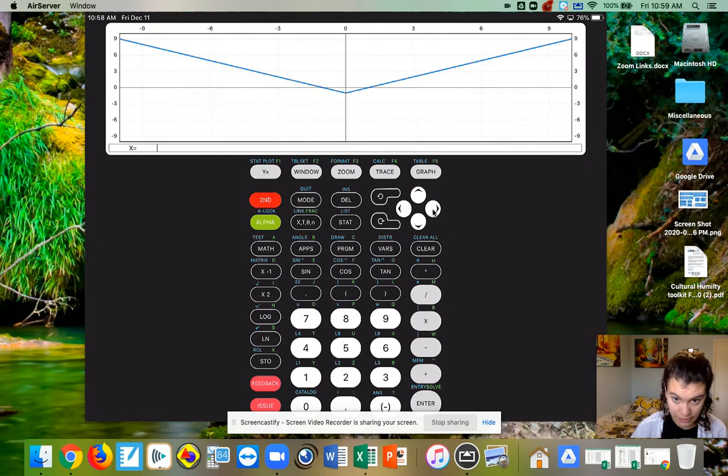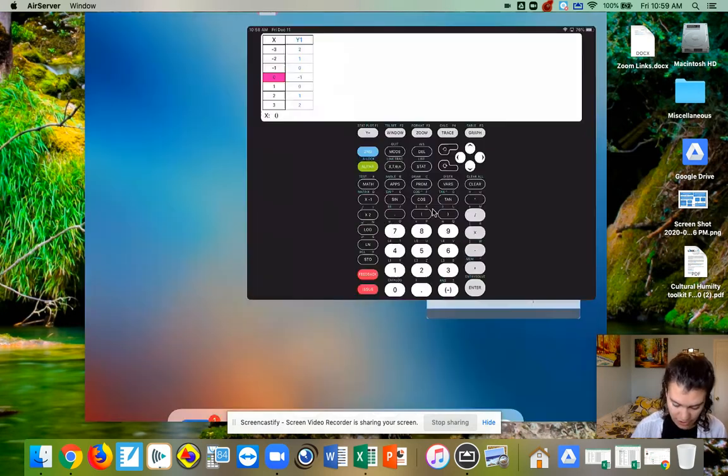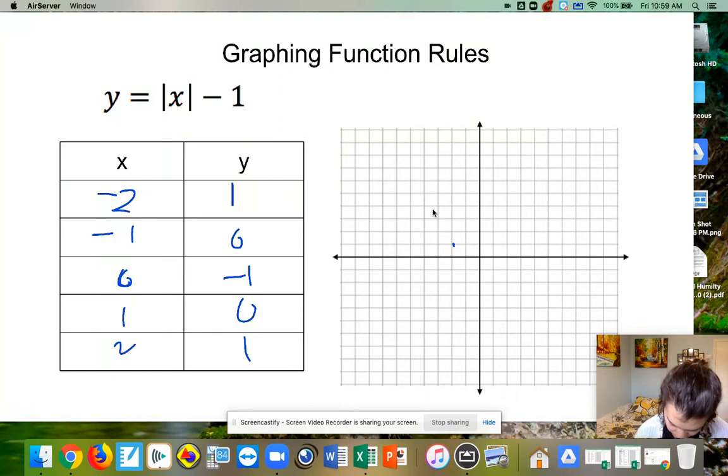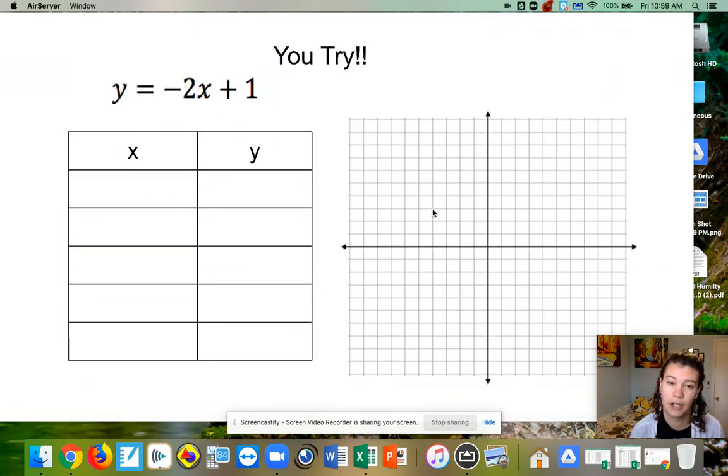Again, you hit the blue button and then graph again to get your table. So if I jump back over here, our table from that is -2, -1, 0, 1, 2. We'll get 1, 0, -1, 0, 1. So we are at 1, 0, -1, 0, 1. And that's the graph. So you try this one on your own. Pull up the calculator, either your handheld one or the one on your iPad, and graph this.